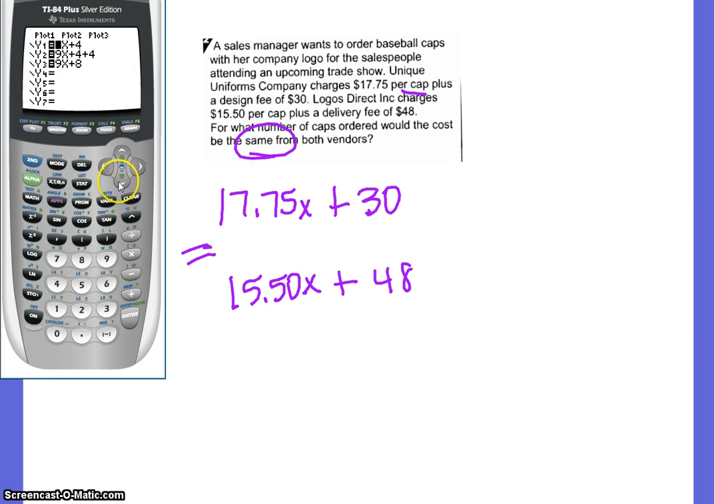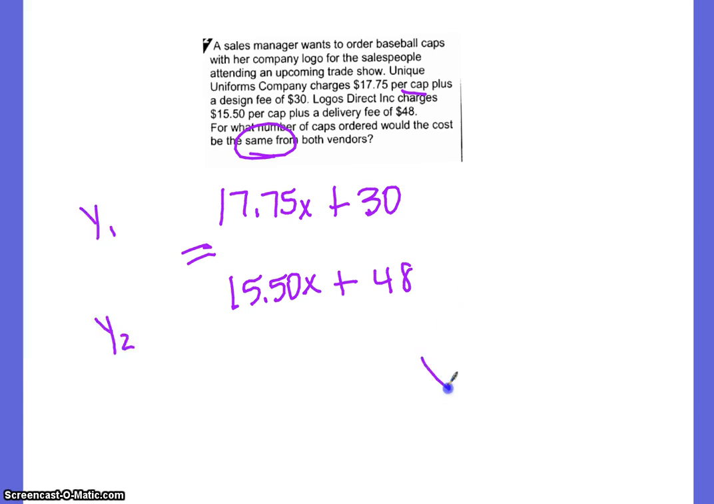So go to y1, clear it out. And we're going to say 17.75 x plus 30. And we're going to say 15.50 x plus 48. Then you're going to go second calc, number 5 for intersection. Let it draw, enter, enter, enter. And it tells you 172 is your answer. So x equals 8. So that's your answer.